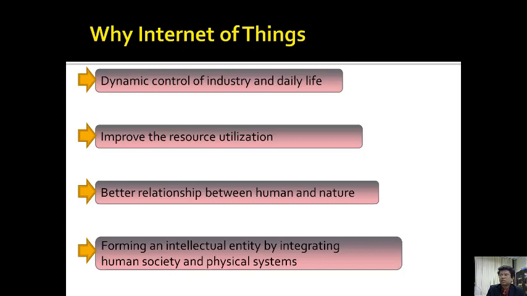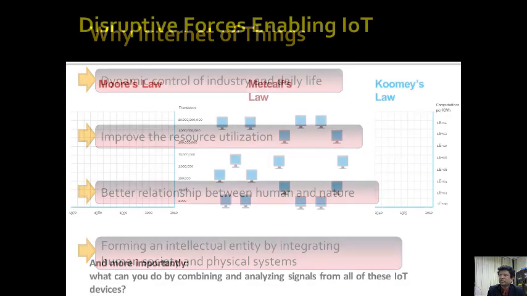So these concepts, or this dynamic control, will improve the overall resource utilization and the relationship between human and nature by using more and more renewables, forming an intellectual entity by integrating human society and physical systems. So that's why we are after Internet of Things.